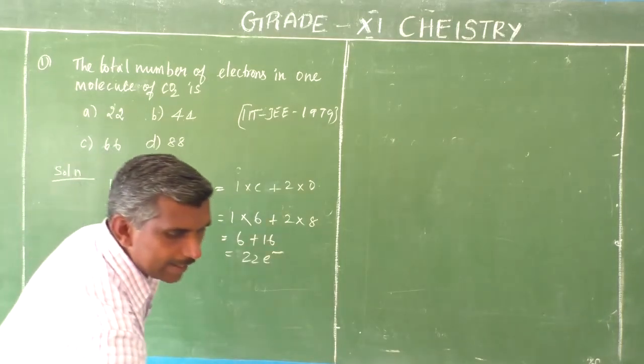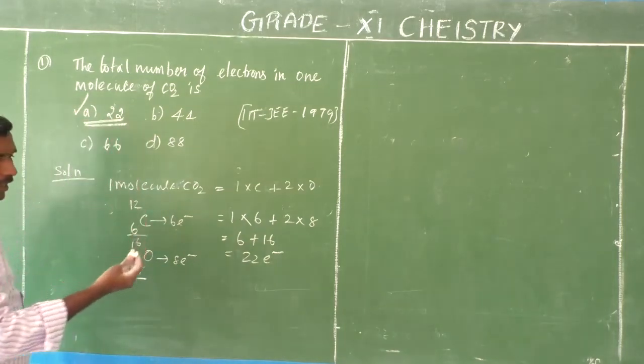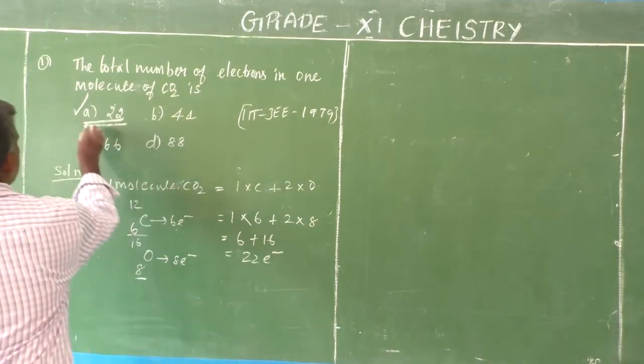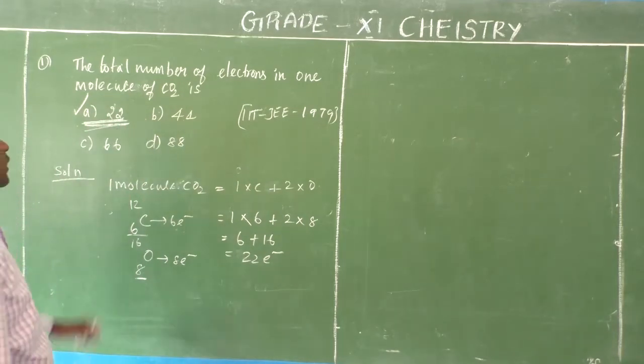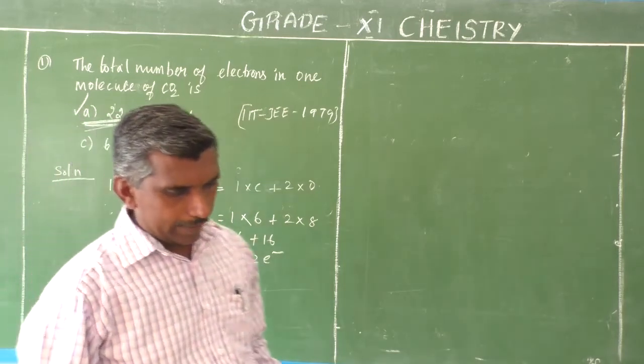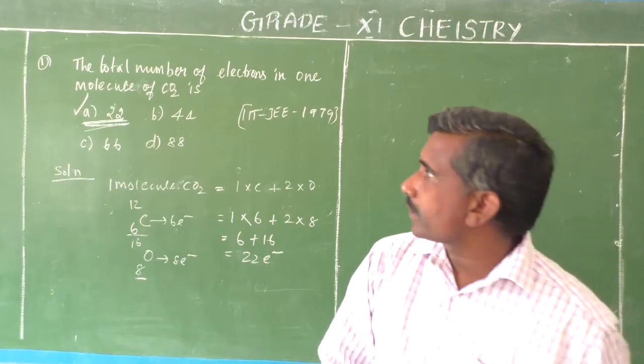Which is the correct option? Option A is correct, because one molecule of carbon dioxide has 22 electrons. Then next, the second question.